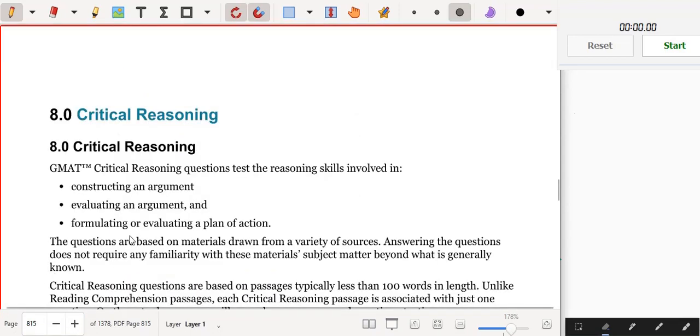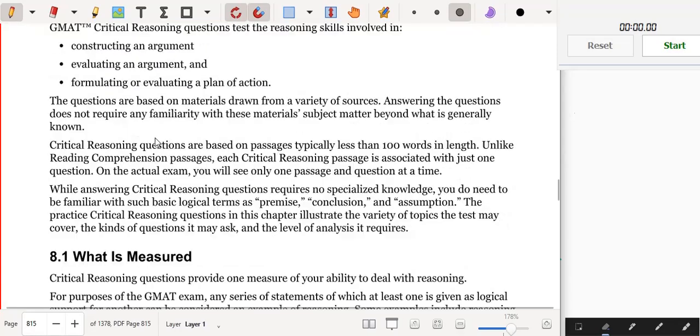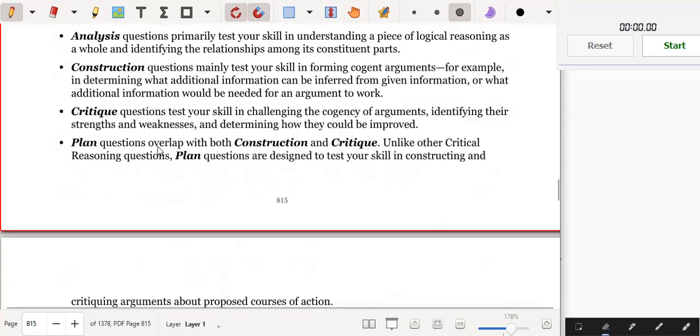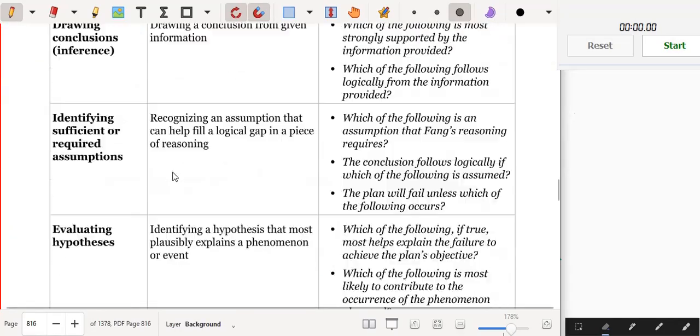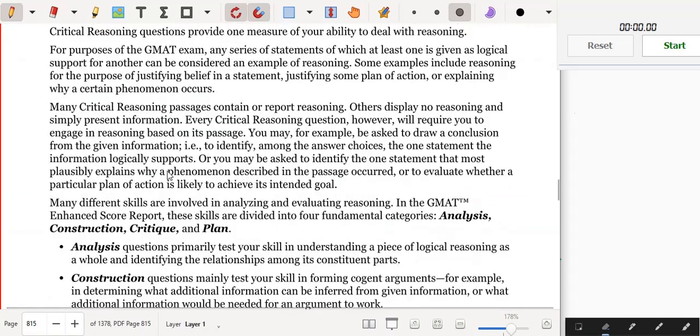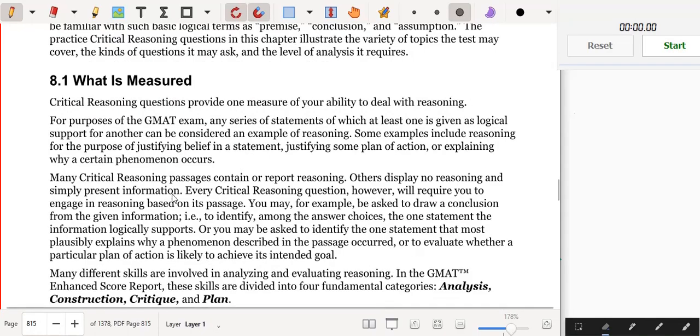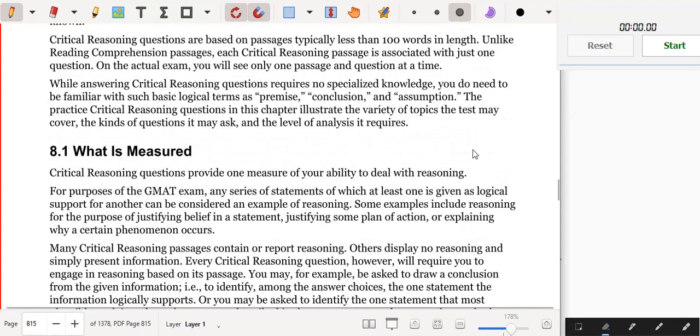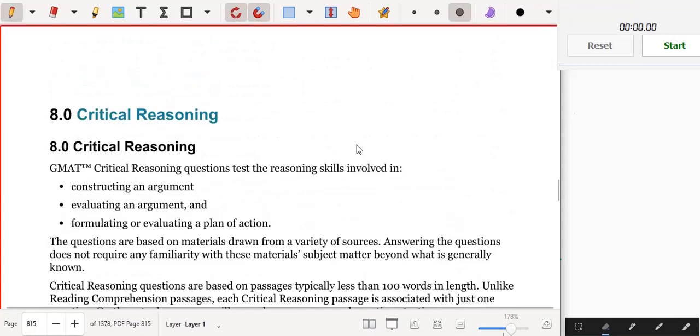Okay, so this is the critical reasoning segment of the whole book, and today I will try to complete as many questions as I can, and I will also set the timer. Actually, I will also set the timer in the sense that I will count how much time I am taking for each question, and that will help me in monitoring my weakness and strength.